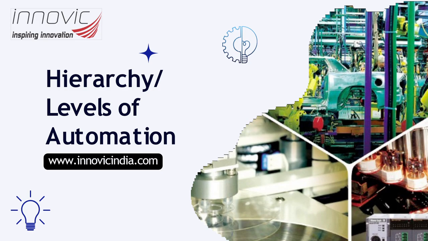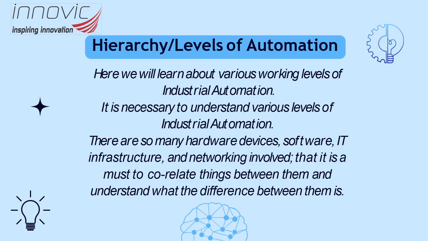In this video, we will see the various levels of industrial automation. It is necessary to understand various levels of industrial automation. There are so many hardware devices, software, IT infrastructure and networking involved that it is a must to correlate things between them and understand what the difference between them is.